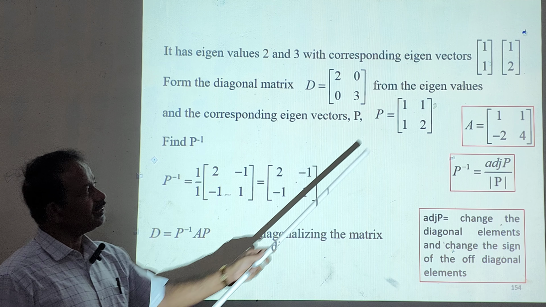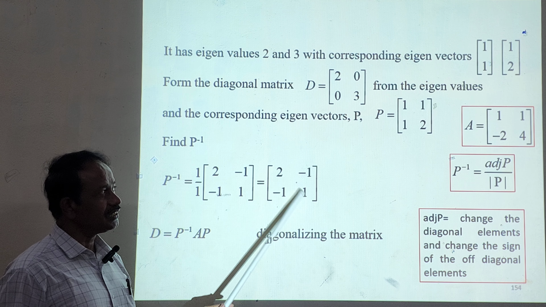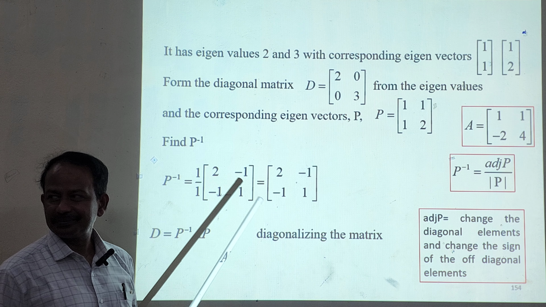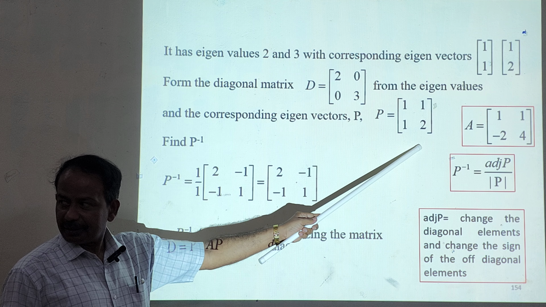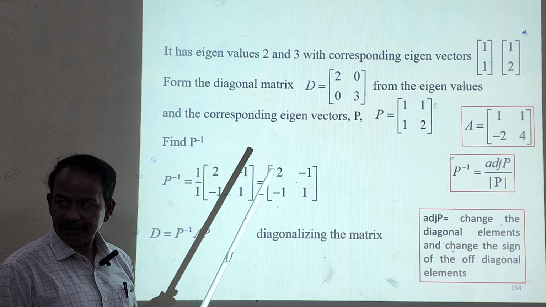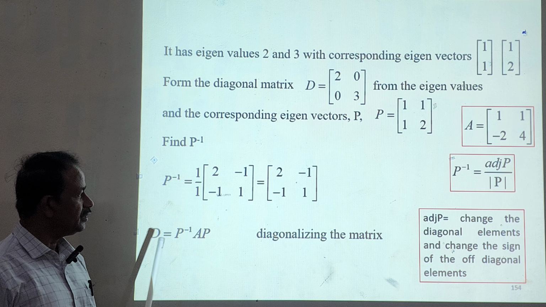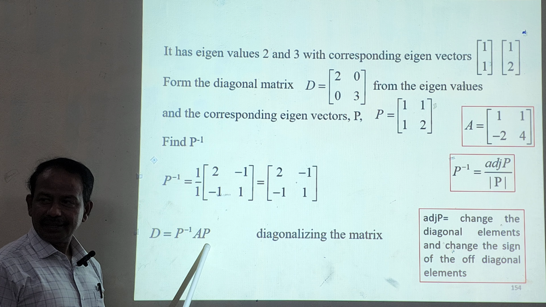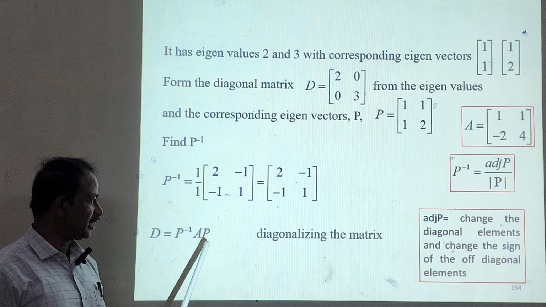As I told you earlier, you just change the diagonal. See, we have changed the diagonal, correct? Change the sign. You will get it. Is it okay? See, this is your P. This is your P inverse. Change the diagonal elements. Change the sign of the off diagonal elements. Minus 1, minus 1. Now, D equals P inverse AP. Similarity transformation formula, to diagonalize the matrix.